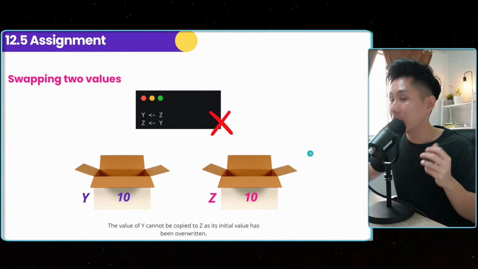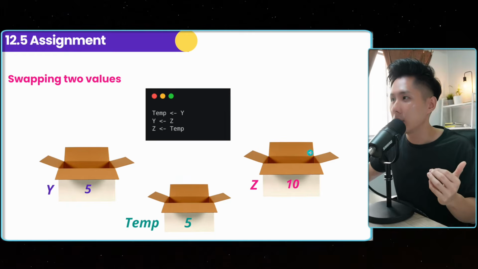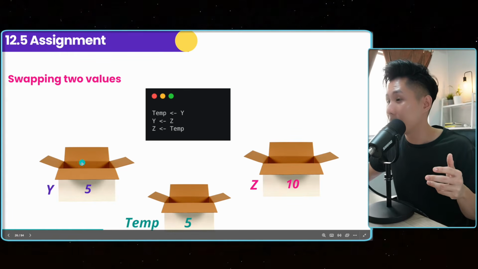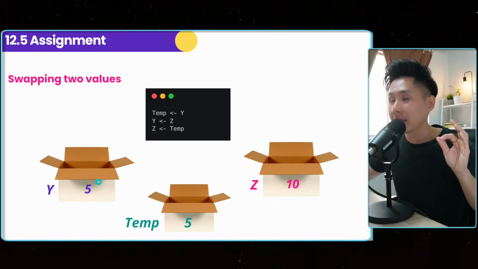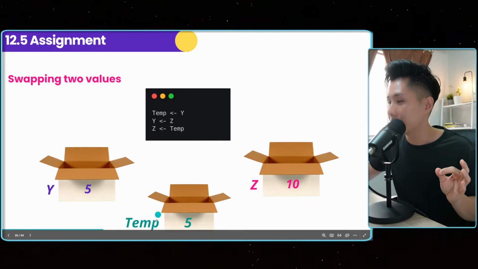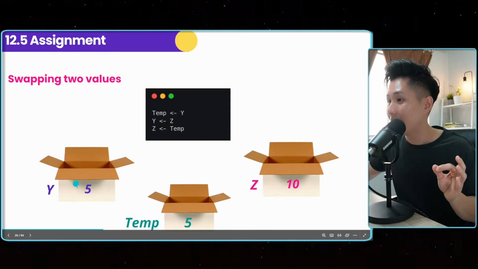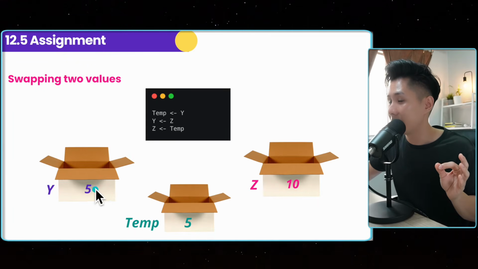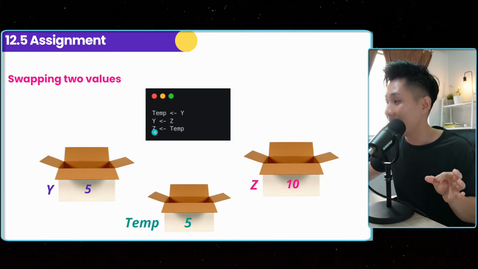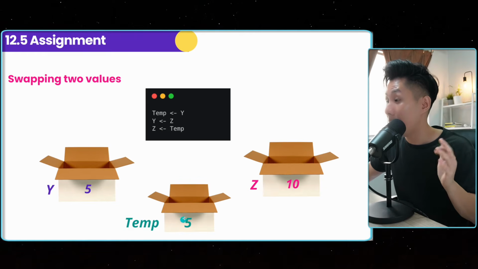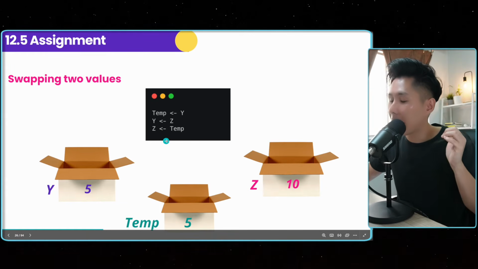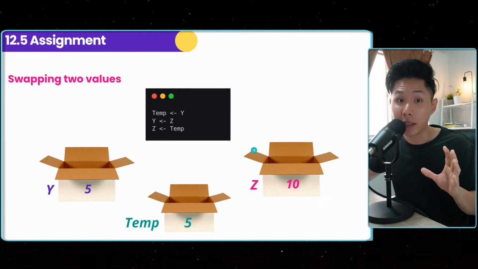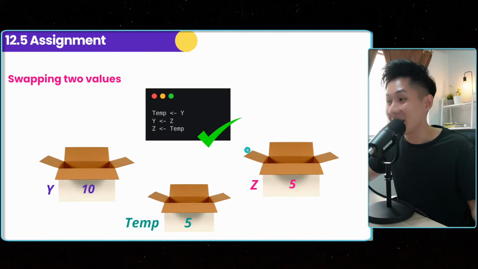One thing we can do to solve this issue is to create another variable called temp. First of all, I put the value of y into the temp variable before it is overwritten. Then I let y have the value of z, meaning I put 10 into y. And then I let z have the value inside temp. So by creating an extra variable, we can swap two values successfully. That's the correct way of doing it.